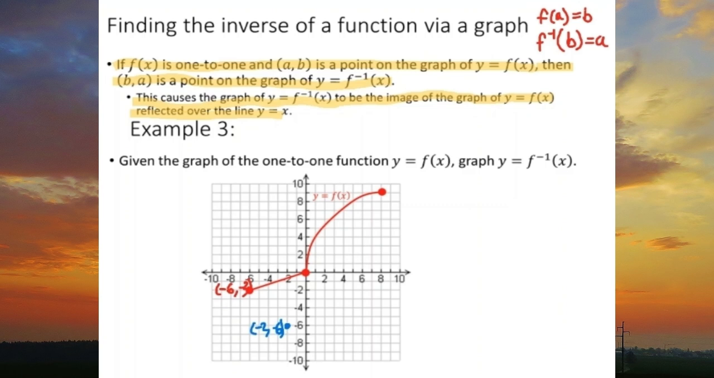If we take the point (0, 0), which is a point on our original graph f of x, if we switch the x and y components, since the x and y components are the same, (0, 0) is going to stay in place. Taking a look at the topmost point, that is the point (8, 9). When we switch its x and y components, we obtain the point (9, 8).